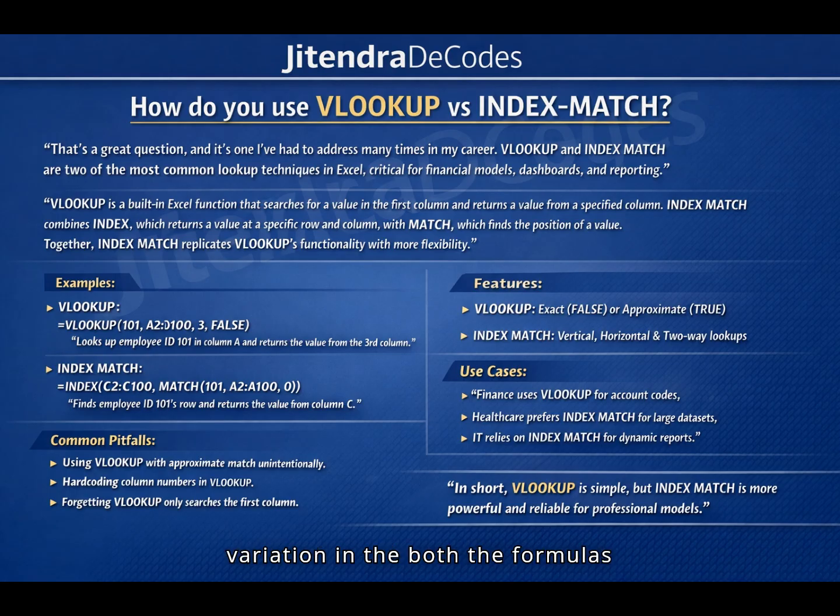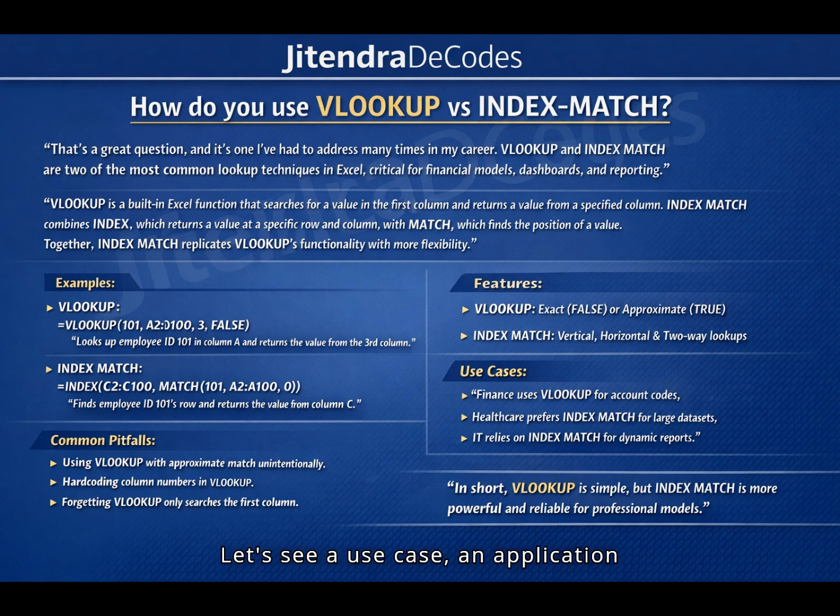There are variations in both formulas. VLOOKUP can be searched exactly or approximately, and for that we use the arguments FALSE and TRUE. INDEX MATCH can work both vertically and horizontally and can be nested for two-way lookups.